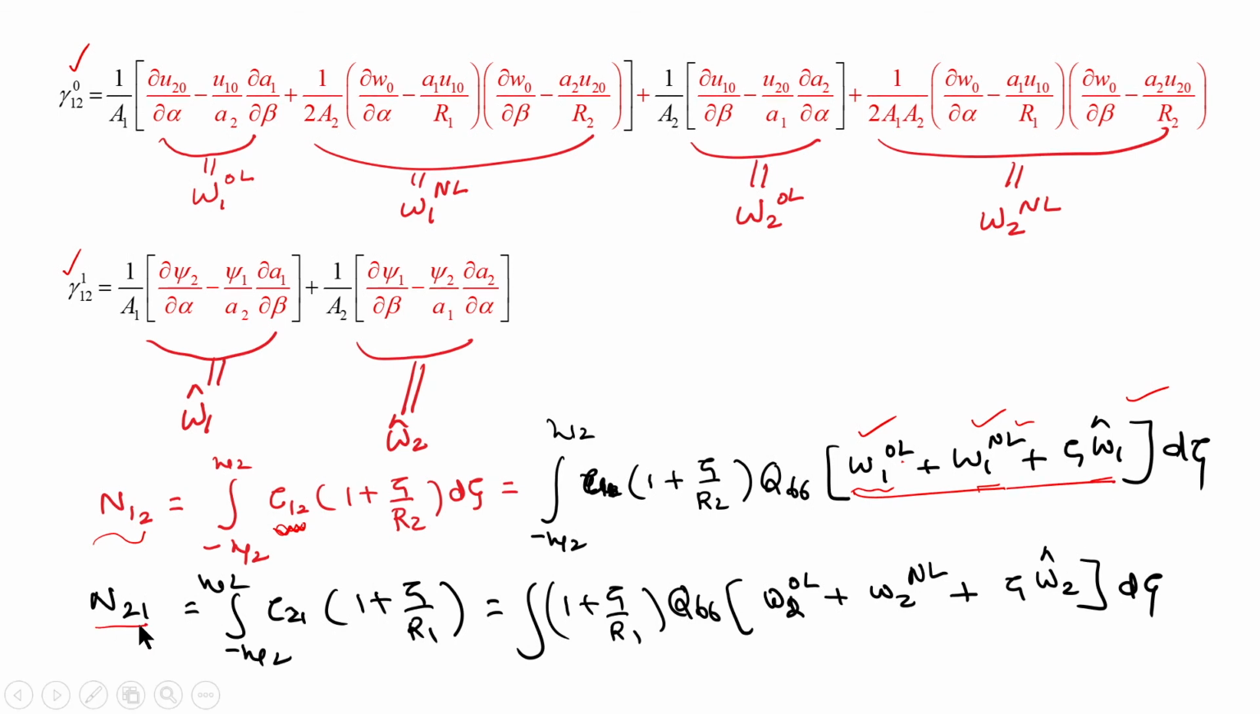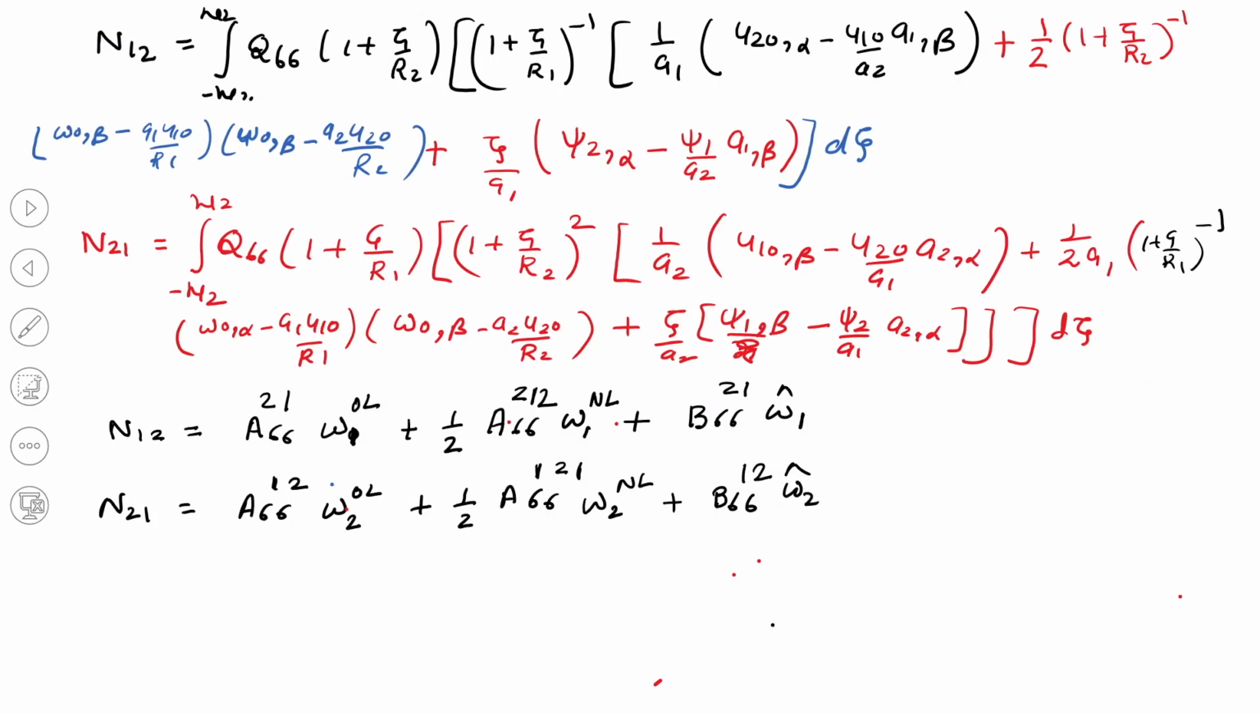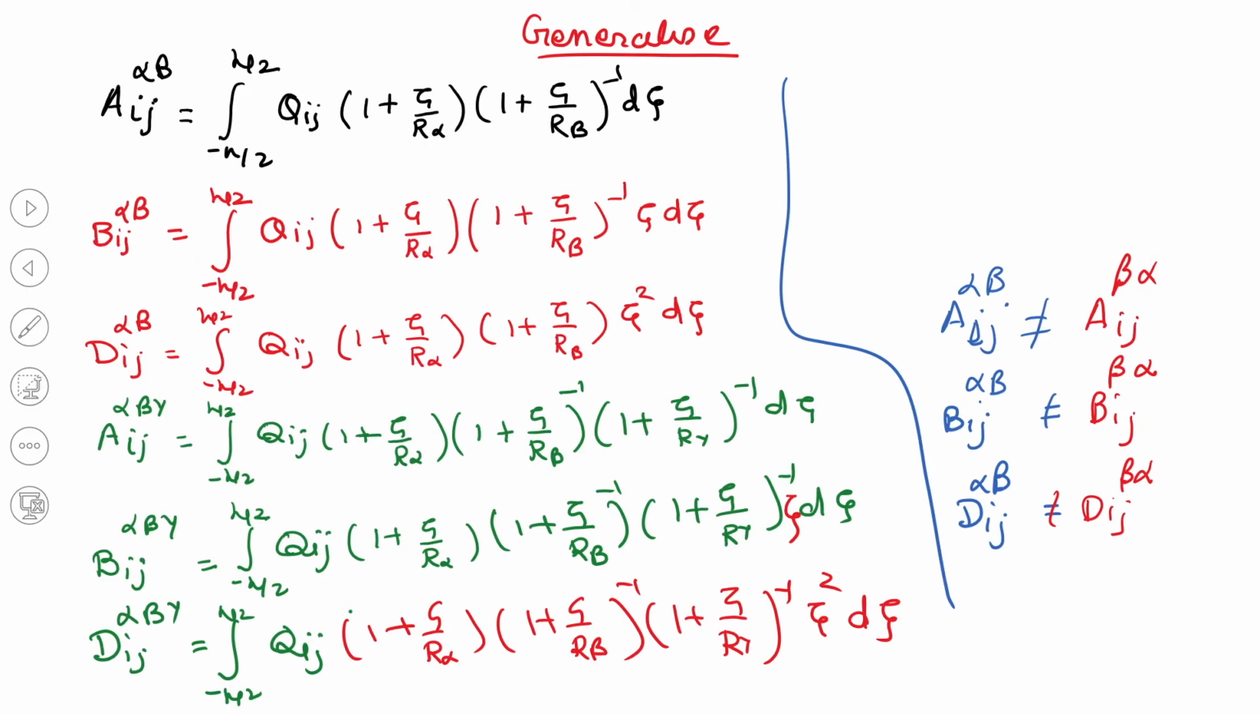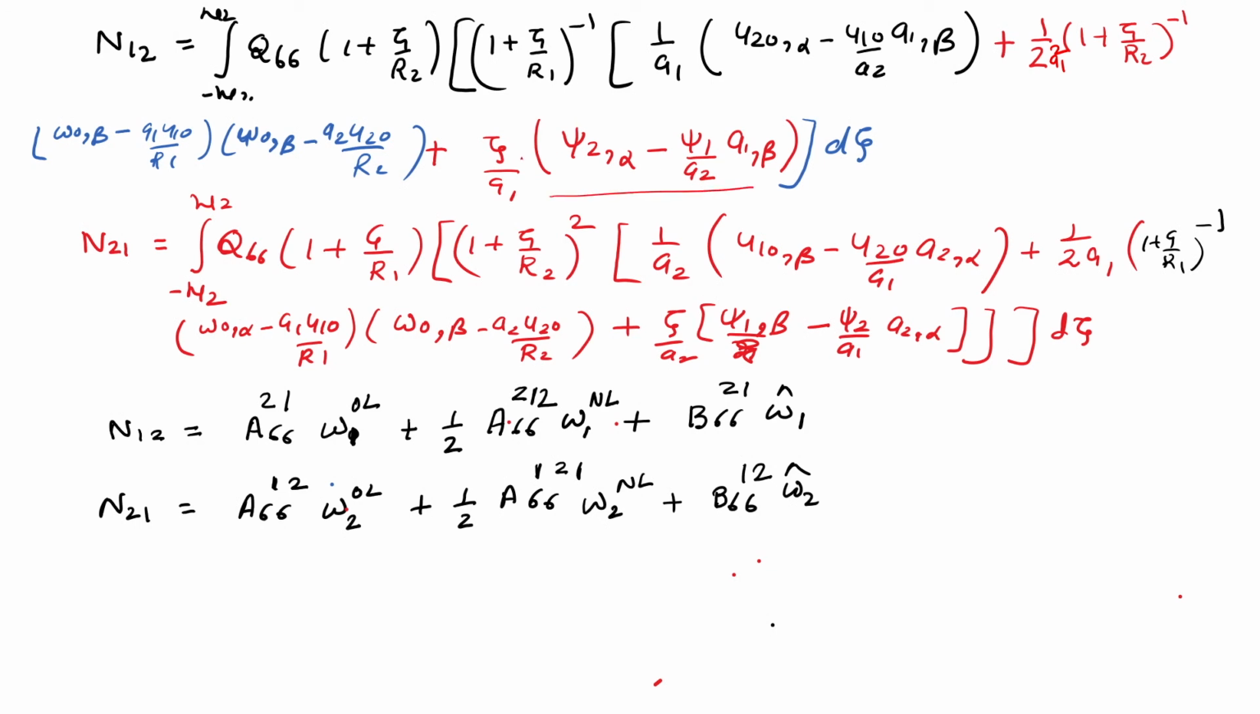In the same way we have N21. For N21 we have these terms W2 linear, W2 NL and W2 hat, and 1 plus zeta by R2 Q66. This is our definition of N12 and N21. Now, inside, 1 by A1 is common, so 1 plus zeta by R1 inverse comes here. So, the first term will have 1 plus zeta by R1 inverse, and inside that 1 over A1, and again A1 square will be there, 1 plus zeta by R1, and the bending terms zeta by A1 psi 2 comma alpha d zeta.